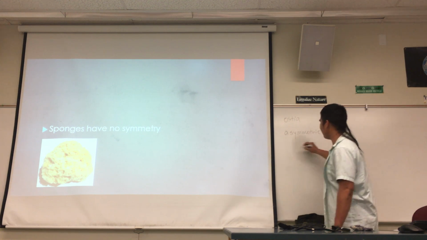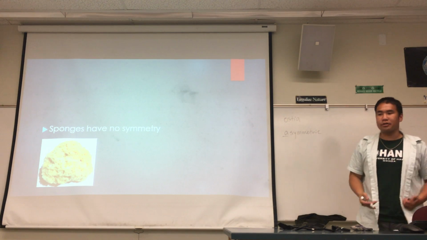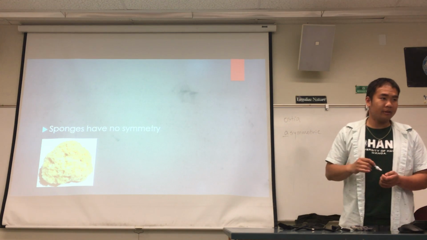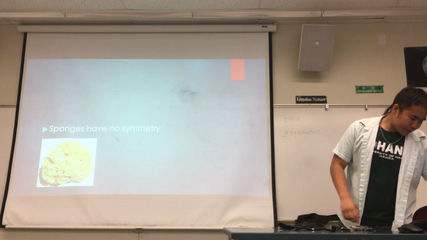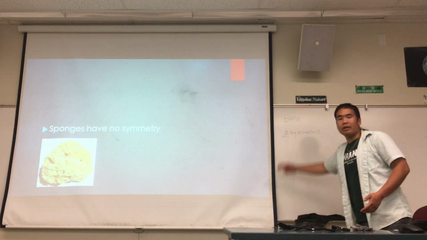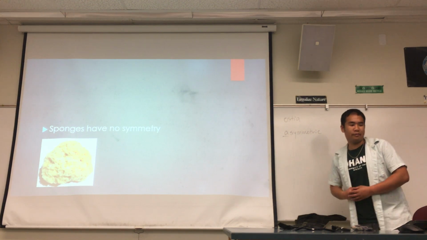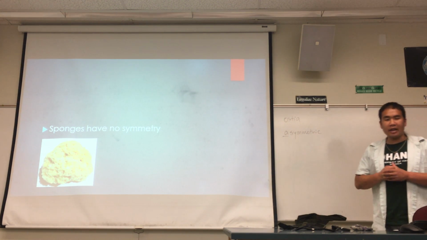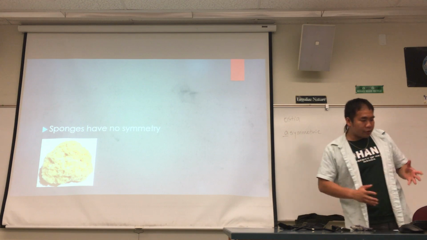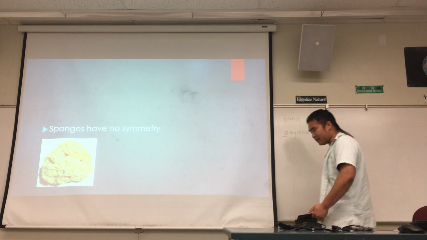Asymmetric, right? A means without, right? Or no. Okay, so we're going to see some other words that start with A, and you'll realize it means the opposite, right? It means no or without. Okay, so sponges are asymmetric. Symmetry has not evolved in the animal kingdom yet.